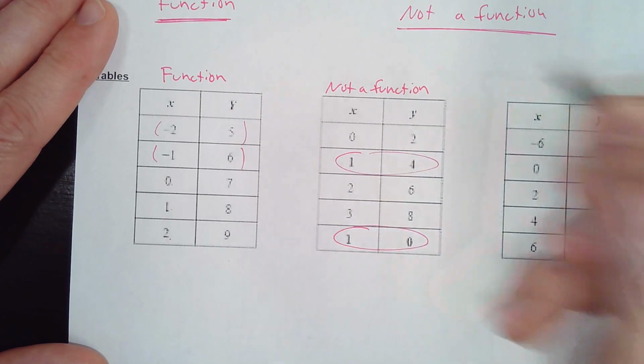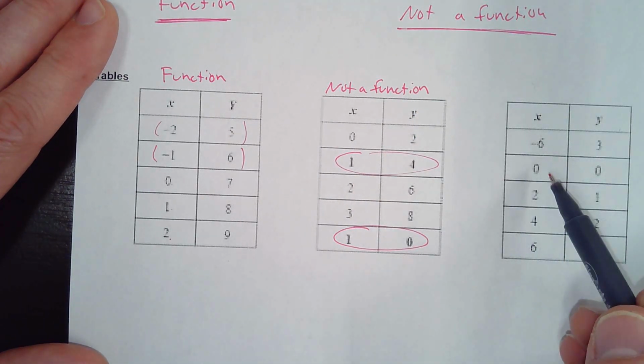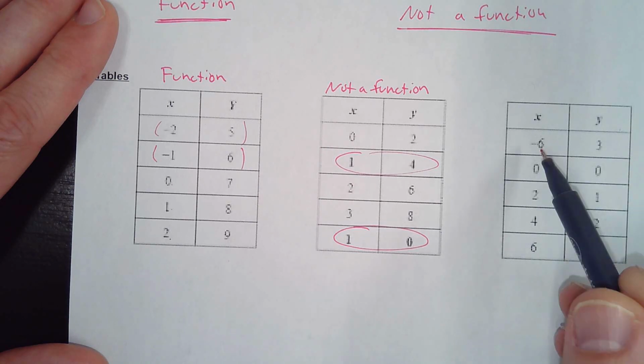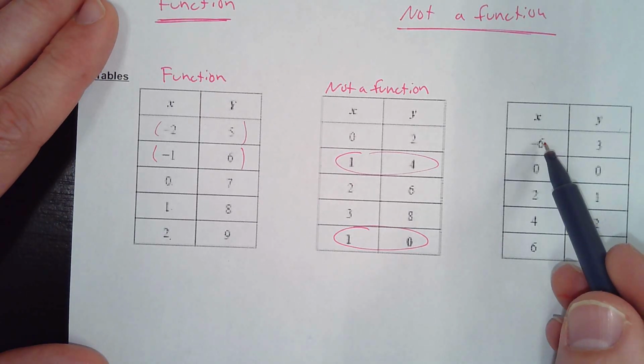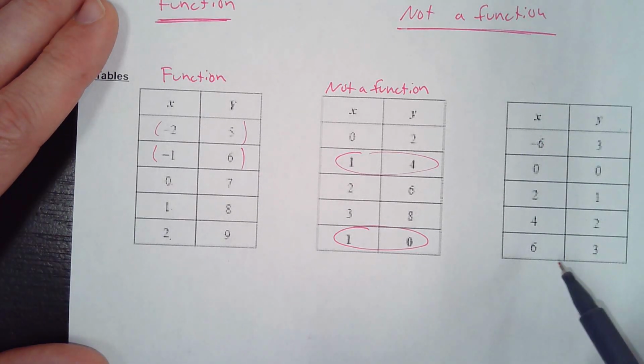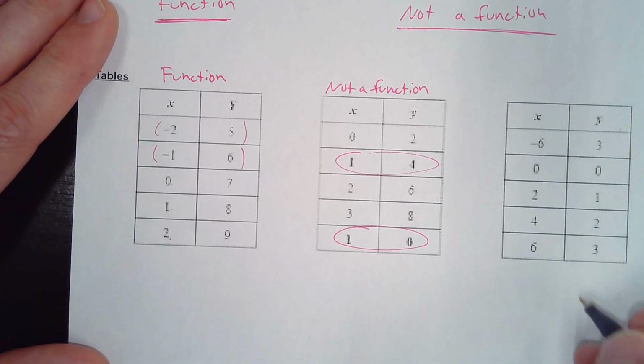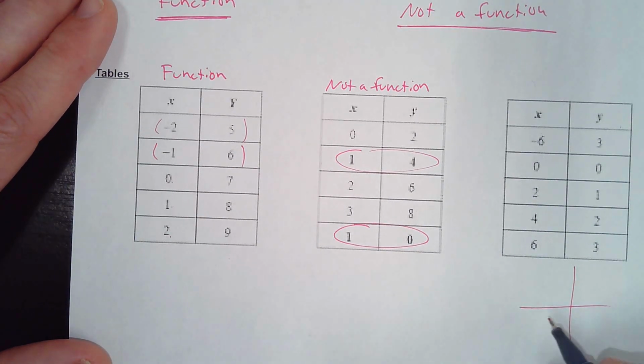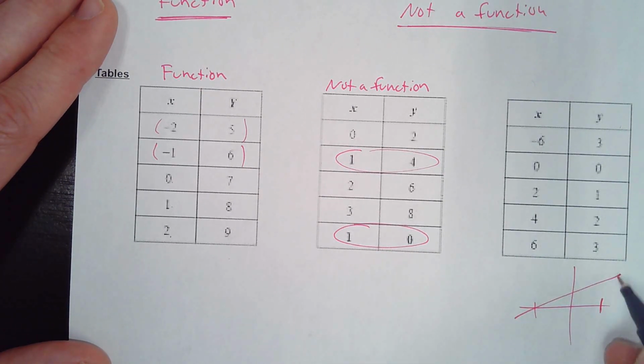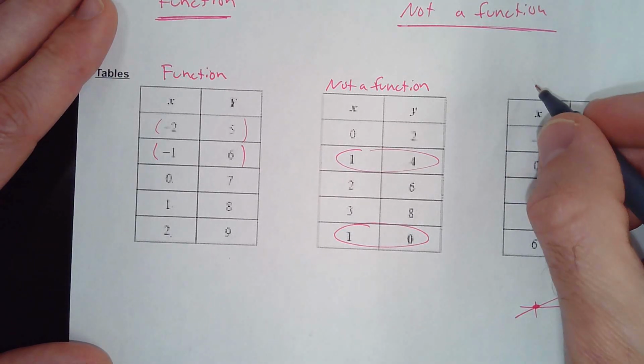Does my x repeat? Nope. And I always have students who say, well, I have -6 and +6. Those are completely different numbers, right? Think about it on the graph. If I had a graph, -6 is over here, +6 is over here, I could have a straight line that has different points on there, right? So that would be a function.